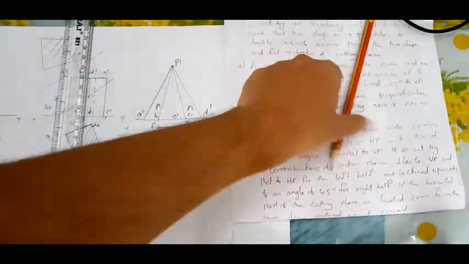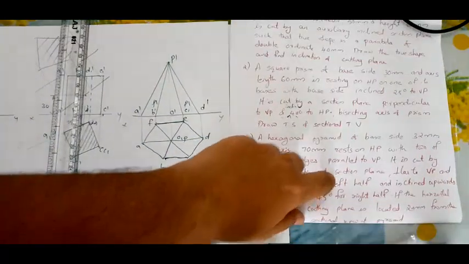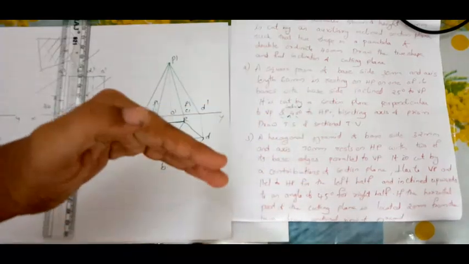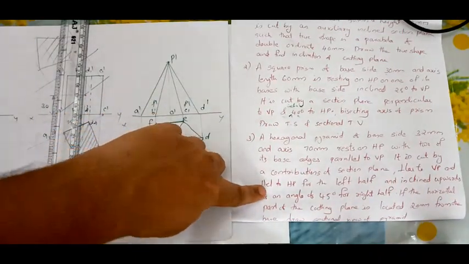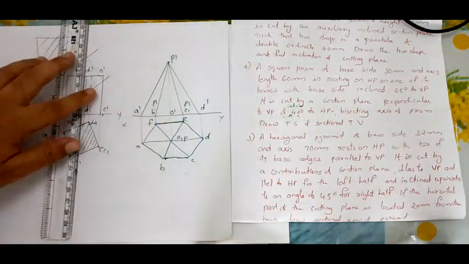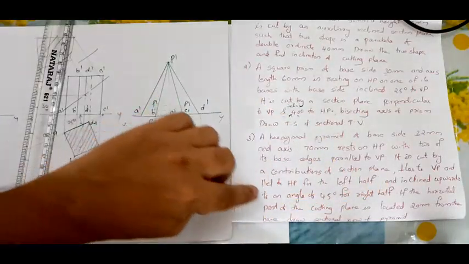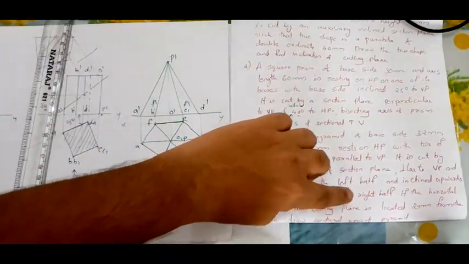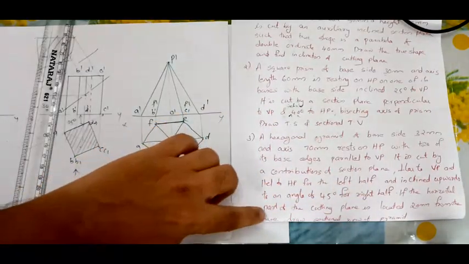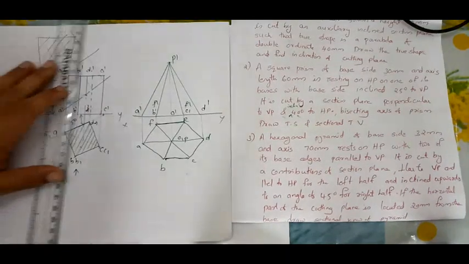Now they have told that it is cut by a combination of section plane. See, it's a combination of section plane perpendicular to VP and parallel to HP. So it's a horizontal section plane parallel to the XY line in the front view for the left half portion, and then inclined upwards at an angle of 45 degree for the right half. If the horizontal part of the section plane is located 20 mm from the base, so horizontal part is located 20 mm from base.